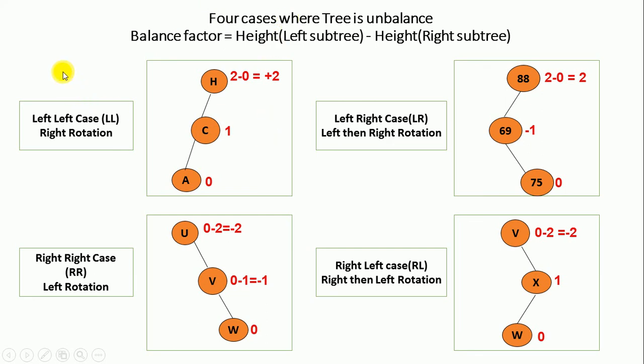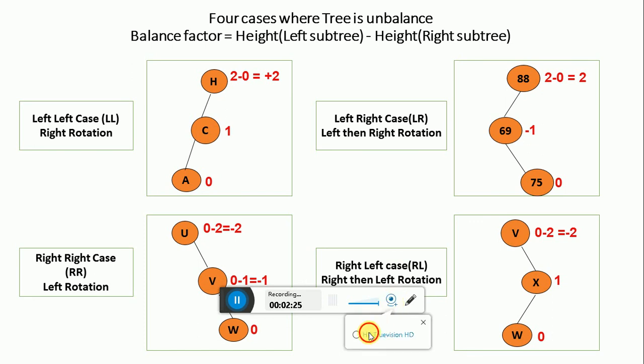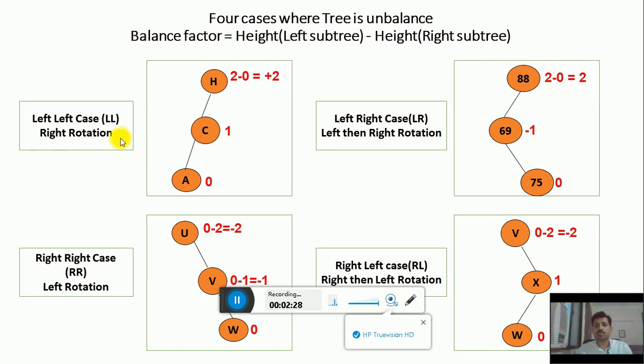So the first case is the left case. Here for each node we have to compute the balance factor. This is the first case, left case, means this node C is left of its parent H, and node A is left of its parent C, means A is a child of C and C is a child of H. You can see here the balance factor is +2. When the balance factor is +2 or -2, then we have to perform rotations to balance the tree.